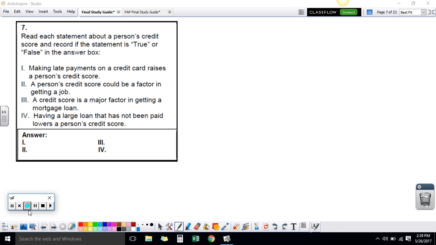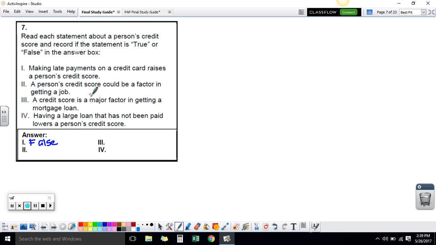Number 7. Read each statement about a person's credit score and record if the statement is true or false in the answer box. Number 1, making late payments on a credit card raises a person's credit score. That is actually false. If you make late payments, it actually lowers your credit score. You want to make your payments on time or early.